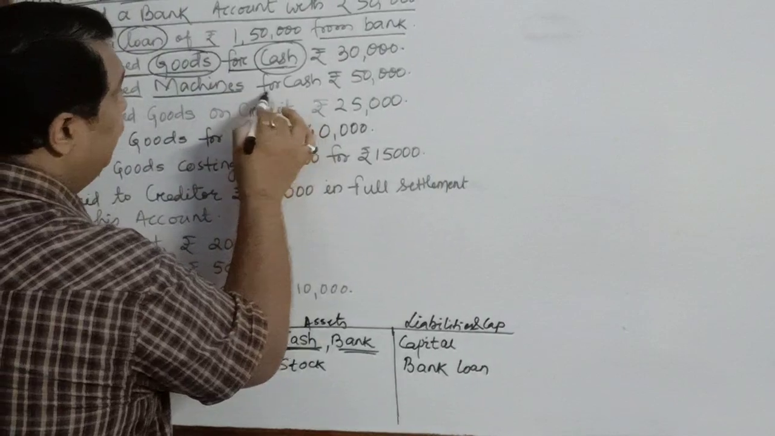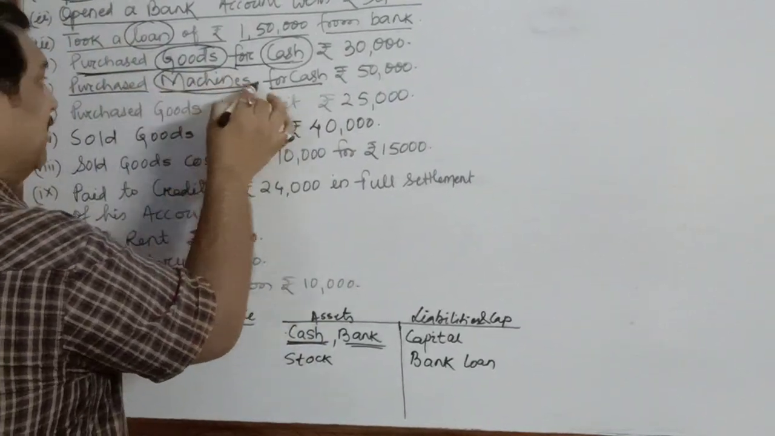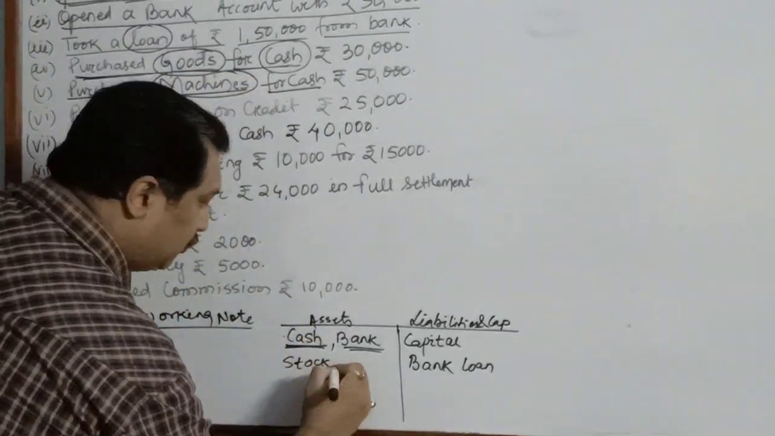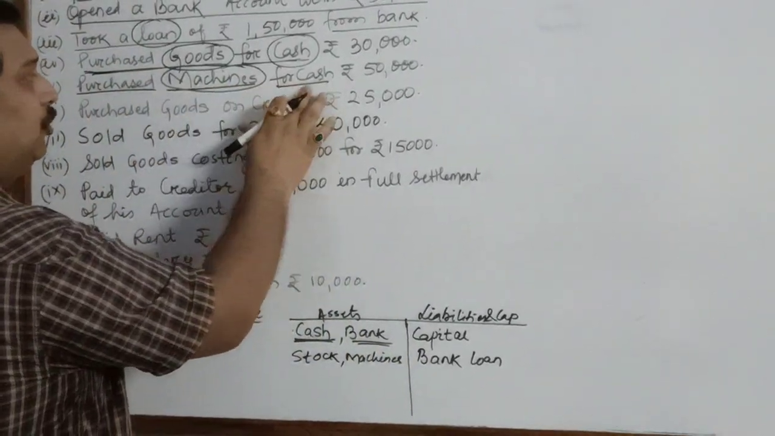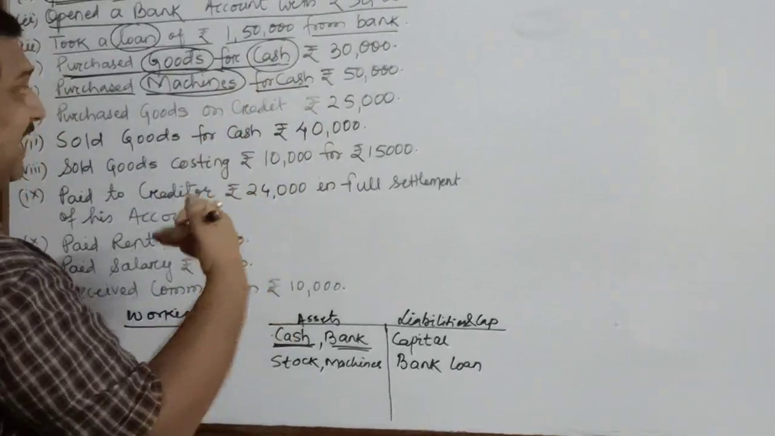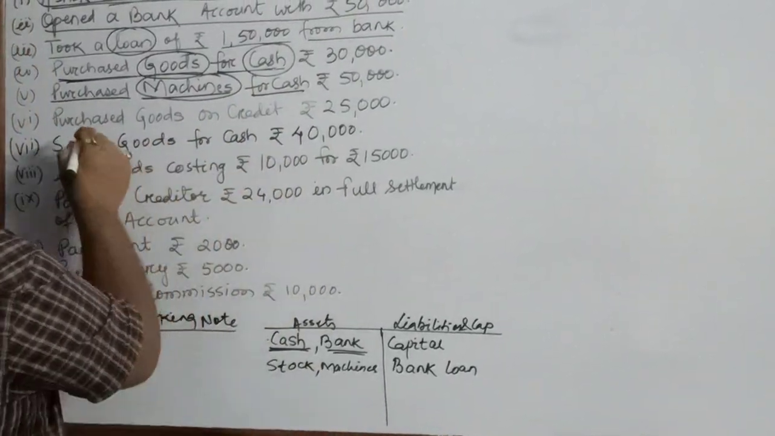Purchased machines for cash. You are buying a machine. Machine is an asset. So I will write the name machines. And how have you purchased? You purchased it for cash. So your cash will go away, will decrease.